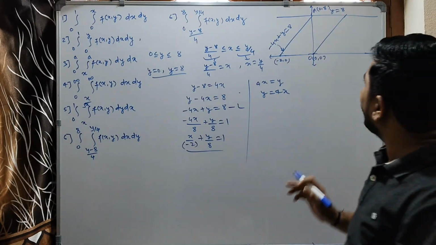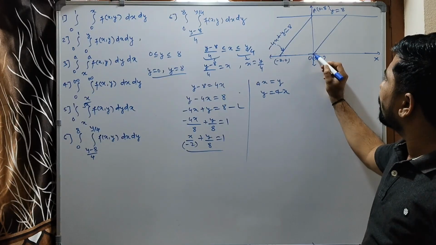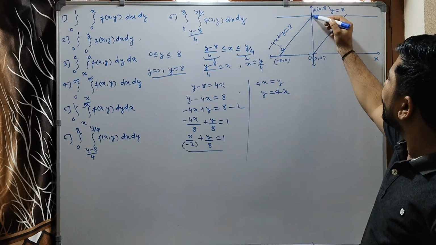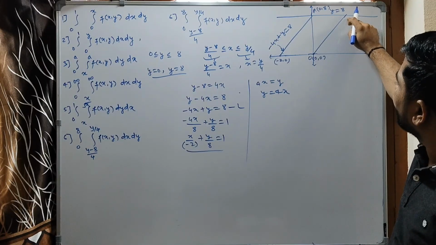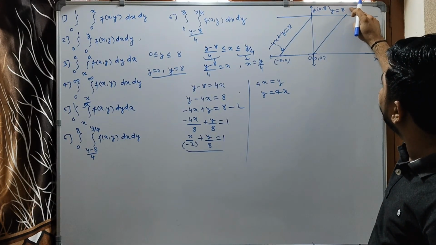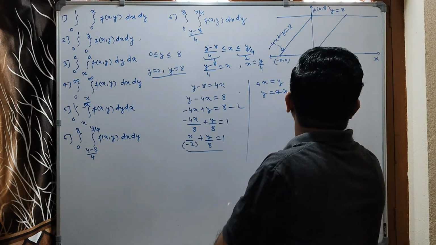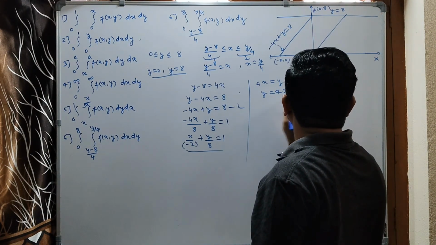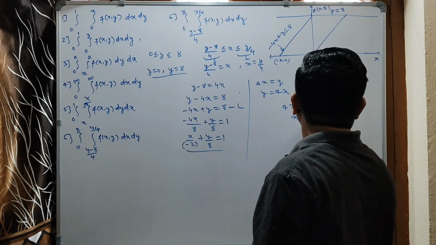Now I want to find. So here I know the point of intersection at this point, but I don't know the point of intersection at this point. First I want to find where this line y equal to 8 and y equal to 4x intersect each other. Now here y equal to 4x and y equal to 8. So here left hand side same, 4x equal to 8, therefore x equal to 2.